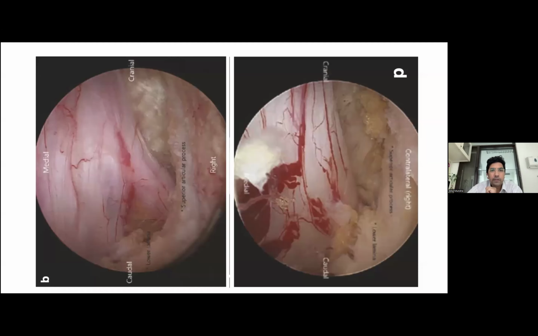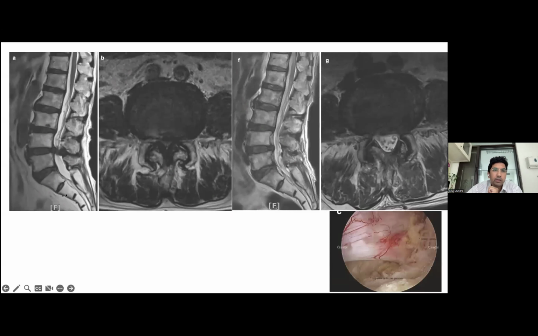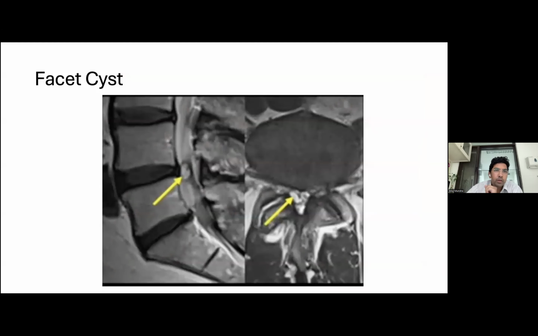Similarly, while decompressing, one must be able to visualize the shoulder of the nerve root and be able to remove the facet joints adequately. So the width of the facet joint should be assessed on the MRI, so as to not sacrifice the facet joint excessively. You can sacrifice around 1/3 of the facet joint and preserve 2/3 to allow for adequate decompression.